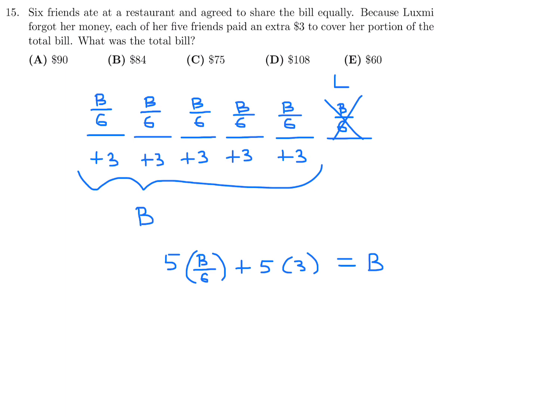So we do this math, and we get 5B over 6 plus 15 is equal to B. And therefore 15 is equal to B minus 5B over 6, which will be just 1/6, so just B over 6. And therefore B is 15 times 6, which is 90. So the total bill was $90. And therefore number 15, the answer is A.